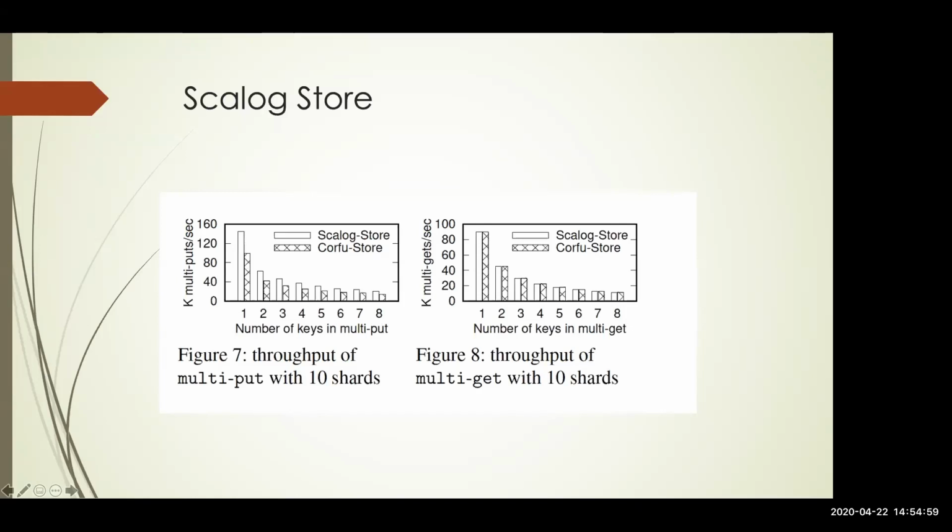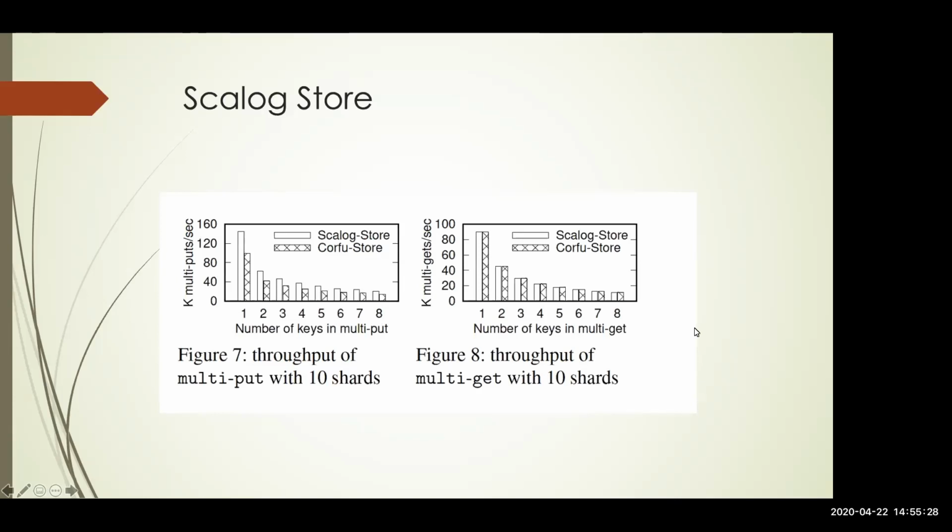I think this can be called throughput only: k multiputs per second decreases with the increase in number of keys. And similarly in the case of multi-get, the performance of both the Scalog and Corfu stores is almost similar.